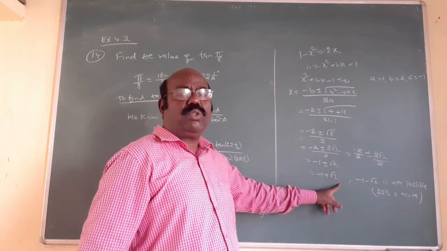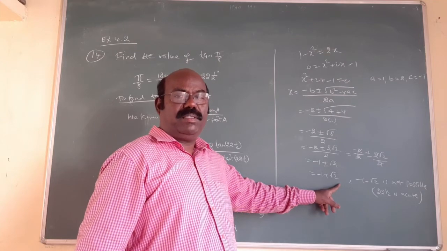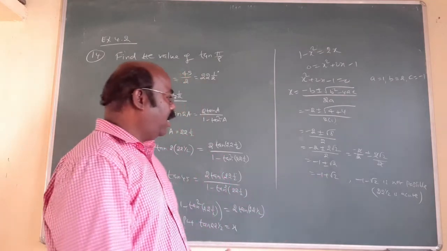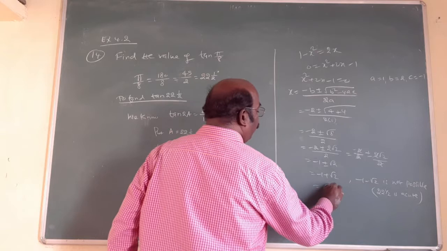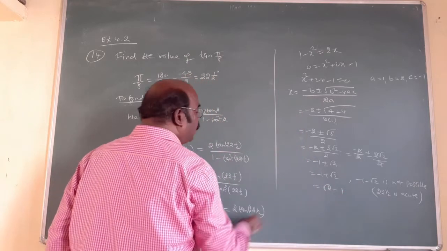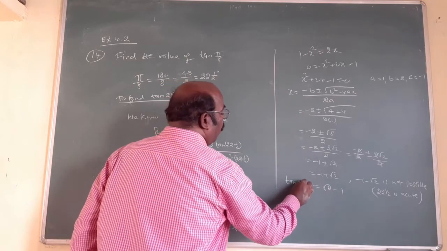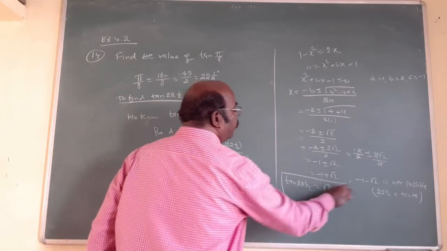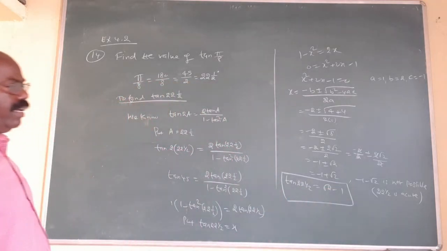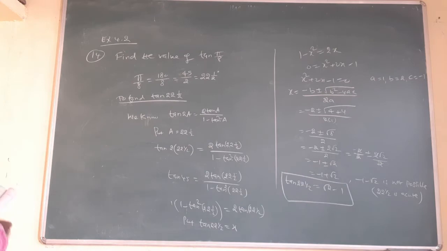What is the reason? Root 2 is 1.4. Minus 1 is positive. That's why you write it as root 2 minus 1. X is also what? Tan 22 and a half. This is the answer. By deriving, the value of tan 22 and a half is root 2 minus 1. This is also important.